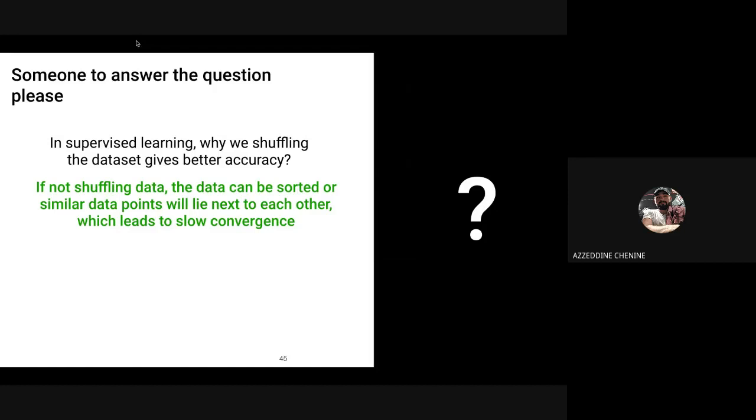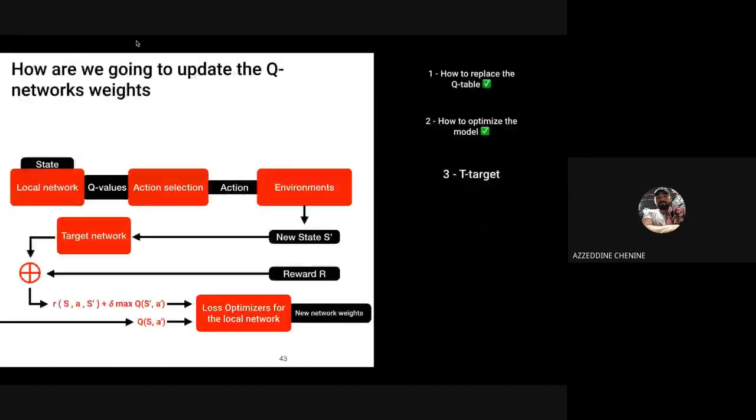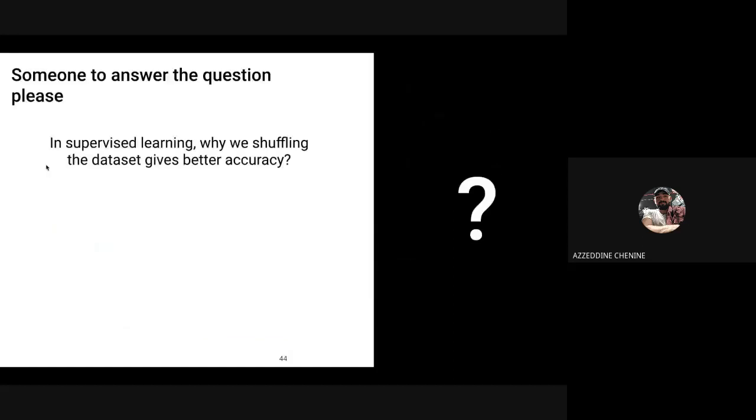It's the same thing with reinforcement learning because at each step of our experience, we are passing the state. We get a new state, and in the second step, we pass this new state to our local network. This new state will be the state here at the next iteration. This will lead to very correlated states. So we tend to have a poor agent that is learning from its environment.